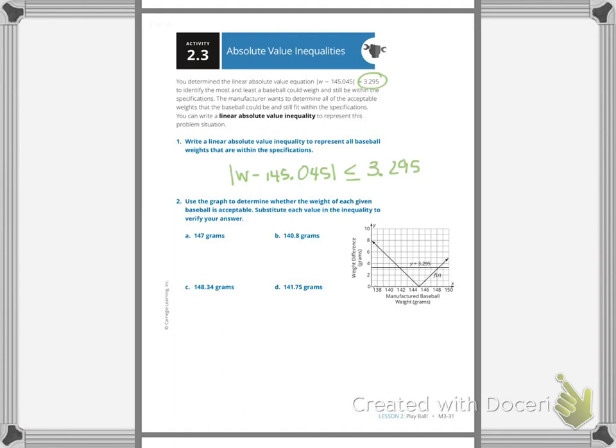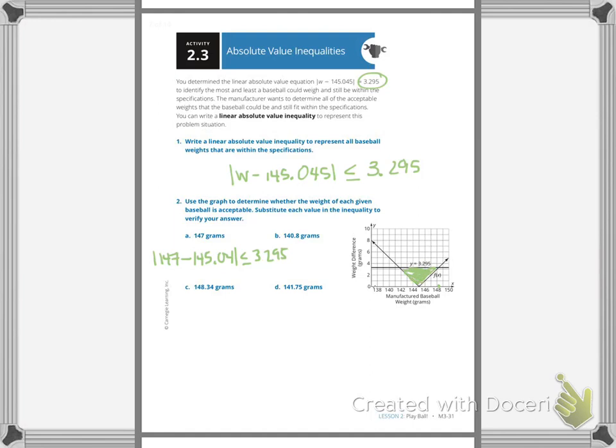So in this one you would be doing 147 minus 145.05 and seeing if it's less than or equal to 3.295. This one you'd be plugging the 140.8 in if you're doing it mathematically. Okay, otherwise you're going to see if it is within that parameter of your line. So what you're trying to see in the graph is, let's say I pick 148.34. 148.34 is going to be somewhere in here. It's got to be within this section.